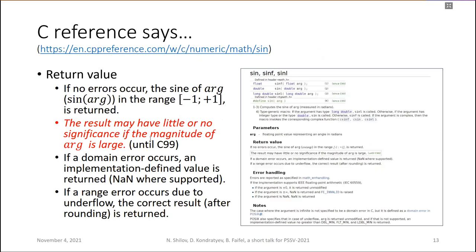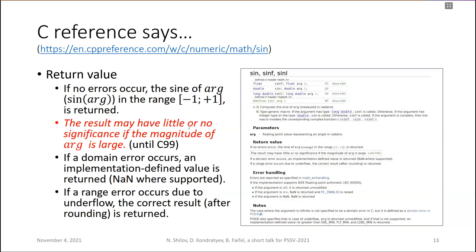But if you go to reference materials about standard libraries, you can see very awful things. For example, here is a citation from the C reference available online. Read carefully what is written here. If no errors occur, the sine of the argument is in the range from -1 to +1. Well, a definitely relevant, but very shallow requirement.